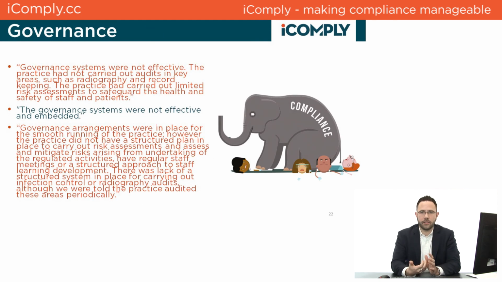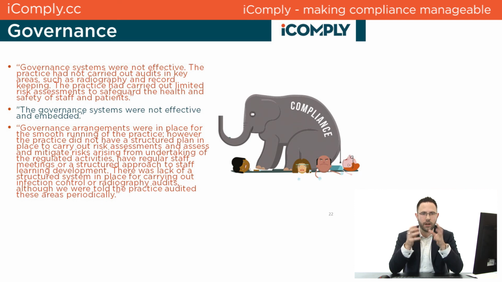And you can see the practices, these are from brand new inspection reports. These are from the last 20 or 30 practices that failed CQC inspections. We had a look at those over the last week or so. And this is what we're now seeing. These sorts of statements are now coming up on CQC inspection reports: that governance systems were not effective.